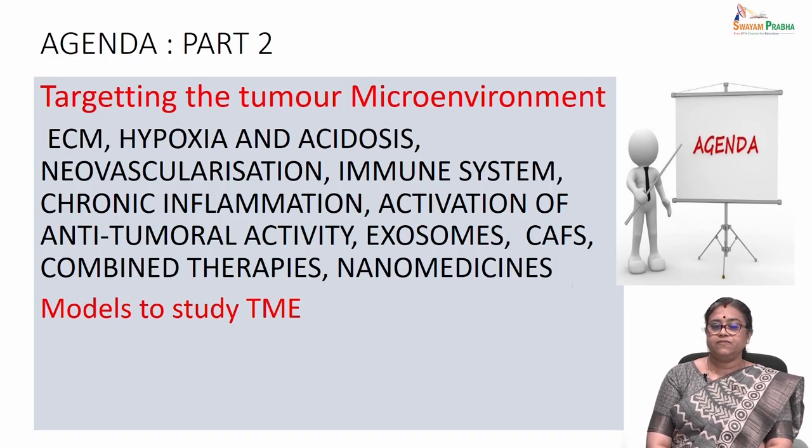Now, tumor microenvironment, we saw, is comprising of a lot of different types of cells. So today we will see how to target the ECM, the extracellular matrix, hypoxia and acidosis, neovascularization, immune system, chronic inflammation, activation of anti-tumoral activity, exosomes, cancer-associated fibroblasts, combined therapies which are acting very effectively in targeting the tumor microenvironment, and nanomedicines. Along with this, we will also look at certain models to study the tumor microenvironment.